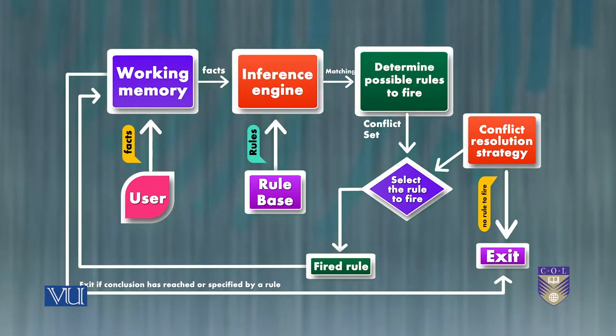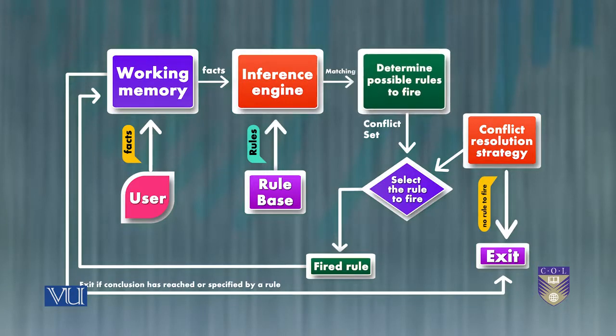And then you determine possible rules to fire. That's the conflict resolution part. In the second row, you can see something called user. And that's the knowledge engineer or the user who is actually placing facts in the working memory as well. You also have a rule base itself, which has rules, and that is interacting with the inference engine.